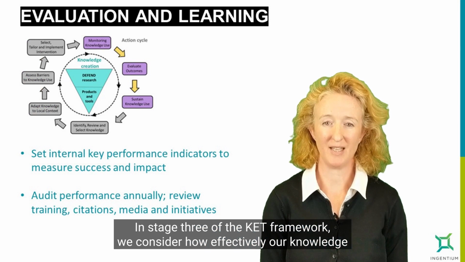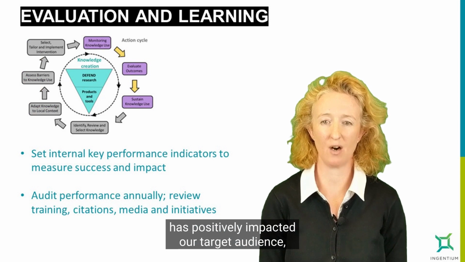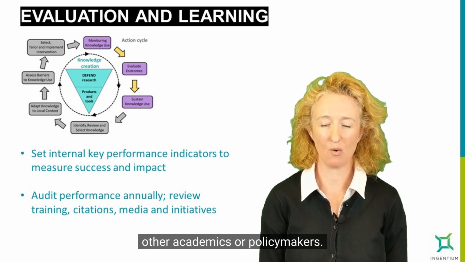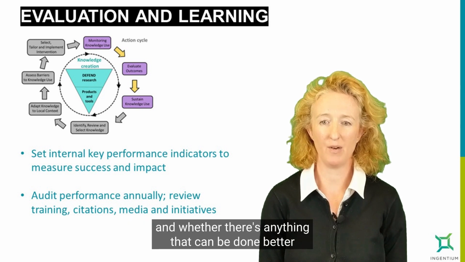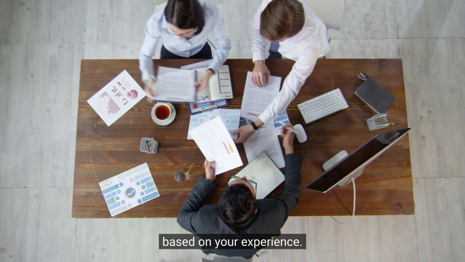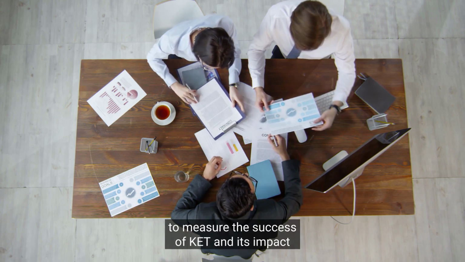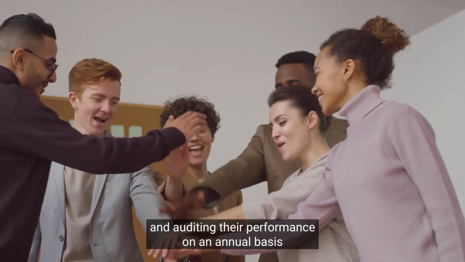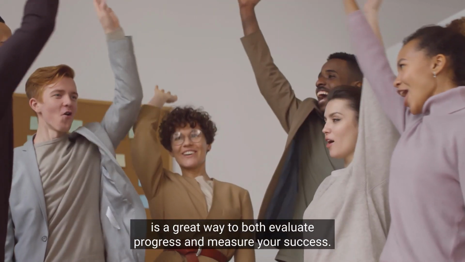In stage 3 of the KET framework, we considered how effectively our knowledge has positively impacted our target audience, be it our colleagues or externally the public, other academics or policymakers. This is in fact an internal evaluation of how well we have shared our knowledge and whether there's anything that can be done better based on your experience. Setting internal key performance indicators to measure the success of KET and its impact, and auditing the performance on an annual basis is a great way to both evaluate progress and measure your success.